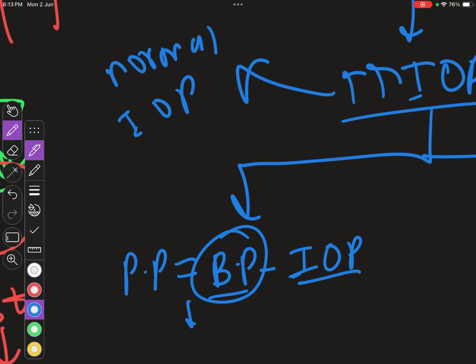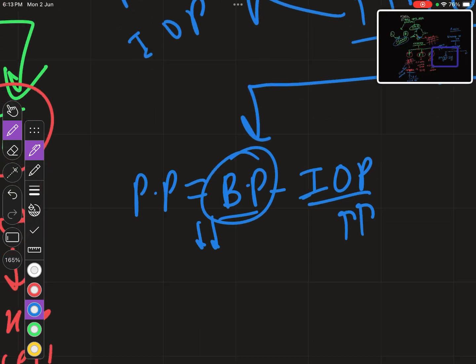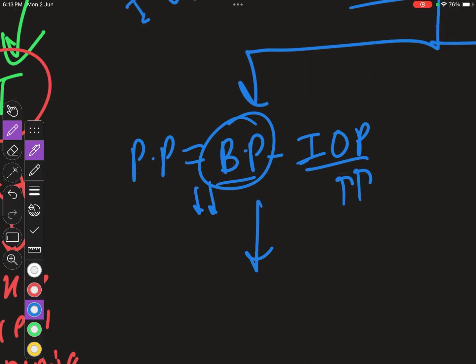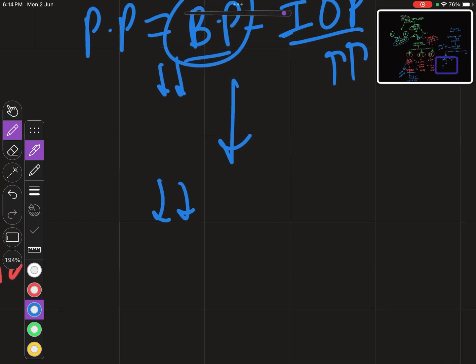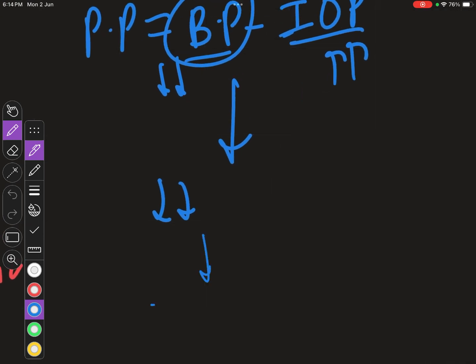So something which decreases this BP, or if there is increase in the IOP, that will lead to reduced perfusion pressure, and further the vessels will not be able to supply the retina or the other structures, but the retina is most affected. So this perfusion pressure starts decreasing due to increased IOP, and that leads to the ischemia of the retina, especially in the optic nerve head.